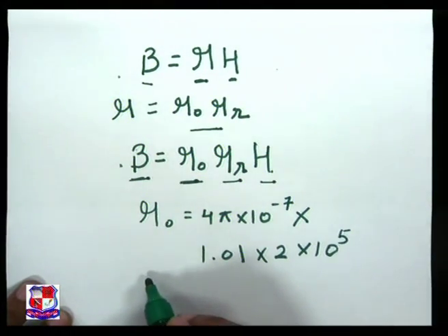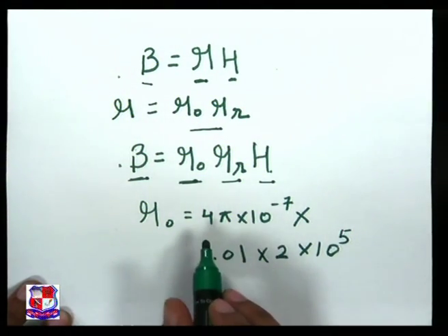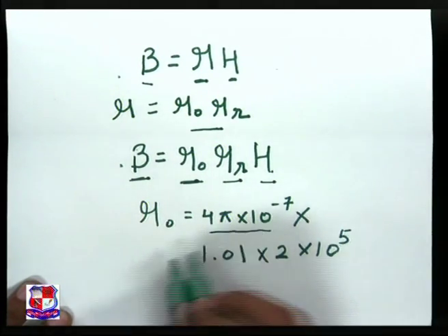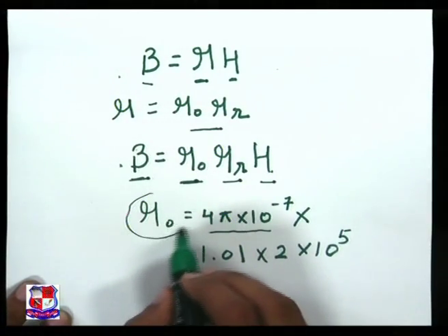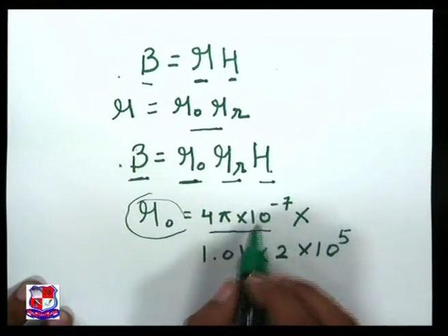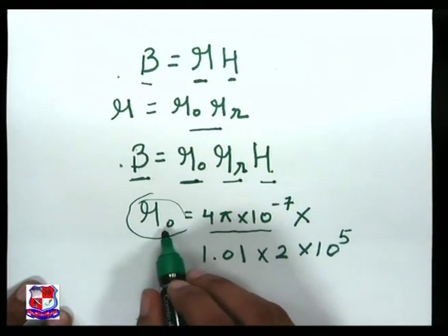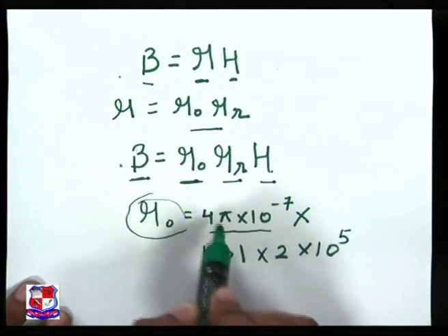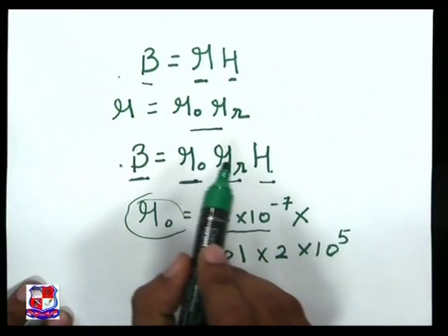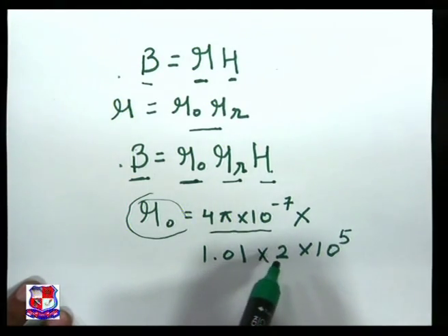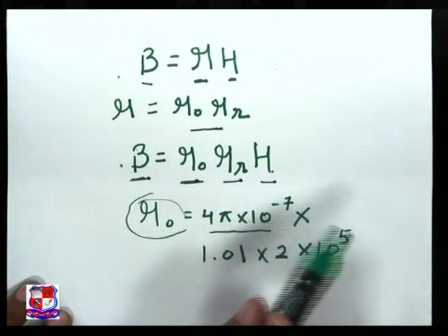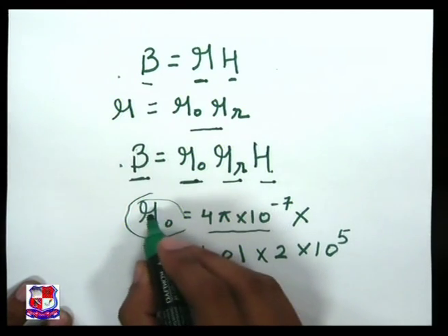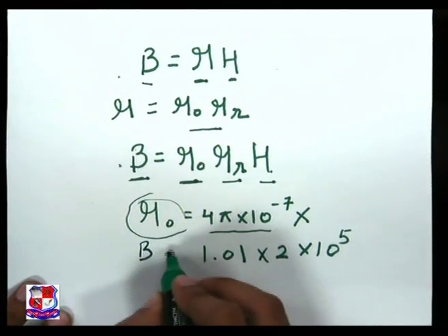So substituting all these values in the above equation, note that 4 pi into 10 raised to minus 7 is the value of only mu 0. If you substitute all these values, mu 0 as 4 pi into 10 raised to minus 7, mu r as 1.01, and H as 2 into 10 raised to 5, the value you obtain is B.